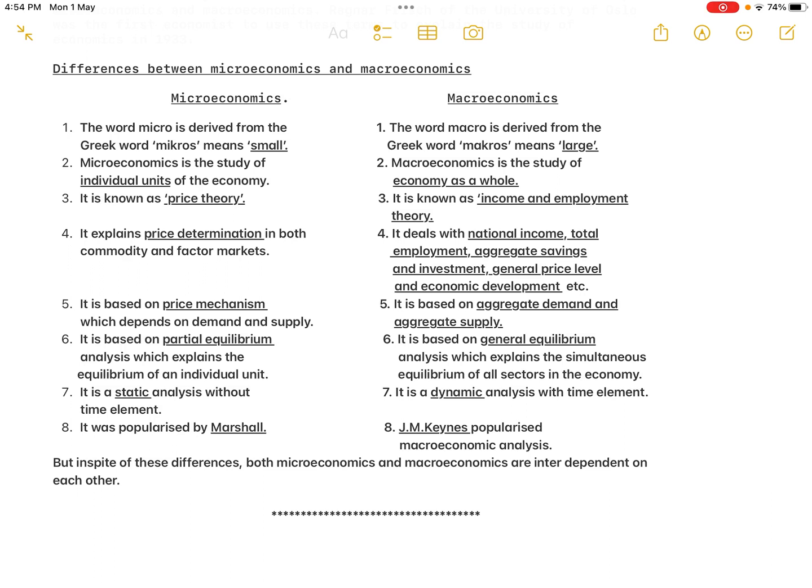Okay, so the 7th point, it is a static analysis without time element. It is a static analysis because it is concerned with the equilibrium position only at a particular point of time. If the demand and supply of software employees, I just mentioned, gave you the example. Do you mean to say that it will remain constant throughout the time period? Will the demand and supply not change in the software sector? It will change, but at this particular point of time, the demand and supply for software employees are equal.